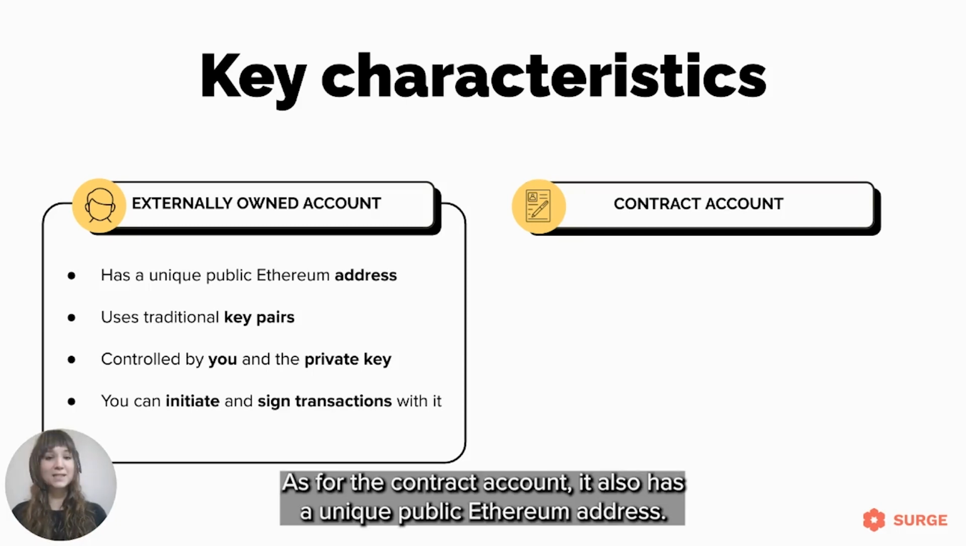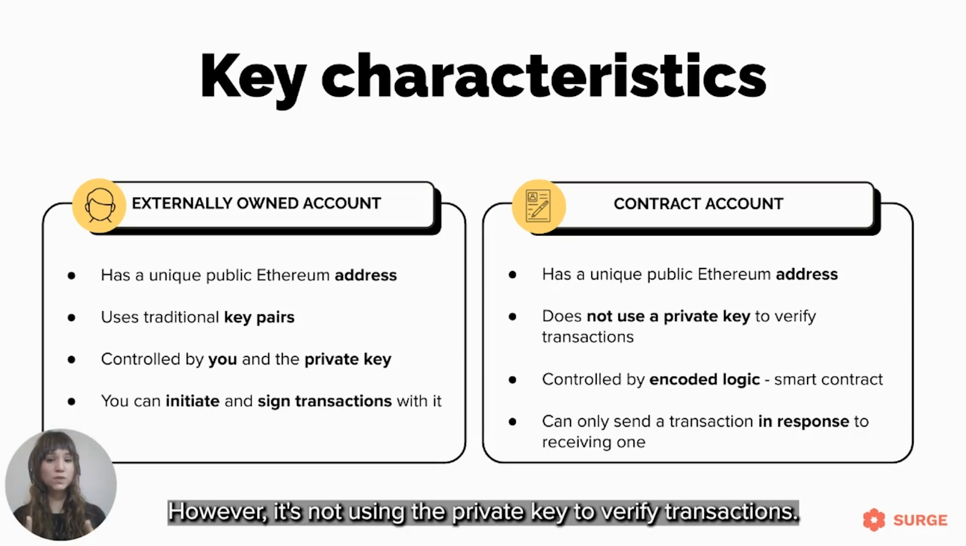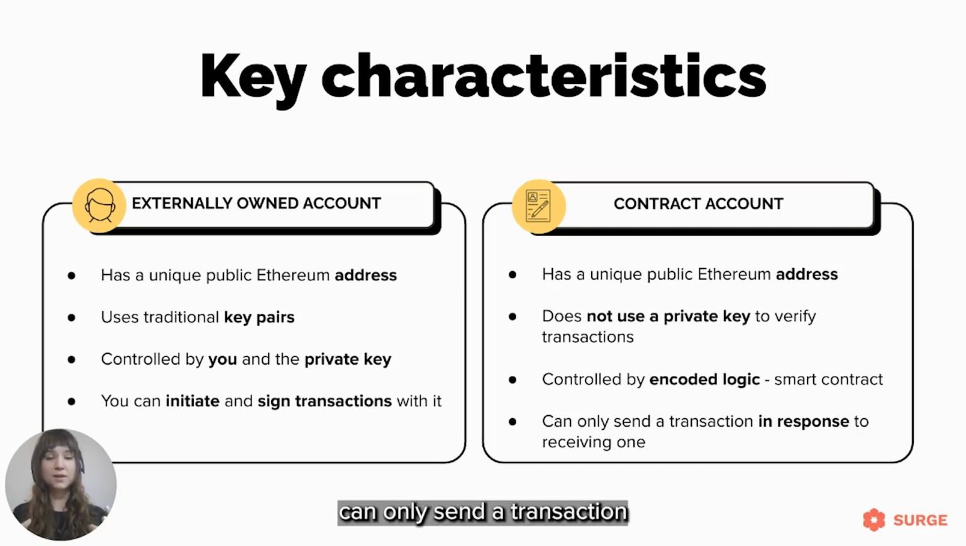As for the contract account, it also has a unique public Ethereum address. However, it's not using a private key to verify transactions. It is, on the other hand, controlled by encoded logic, which is covered by the smart contract that it's using. And what is important here is that the contract account can only send a transaction when it receives one.